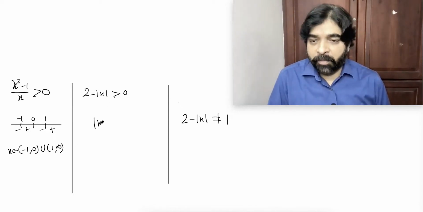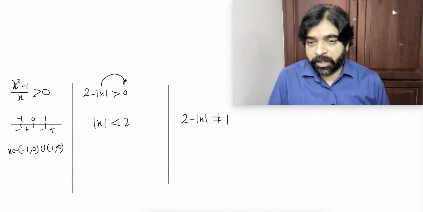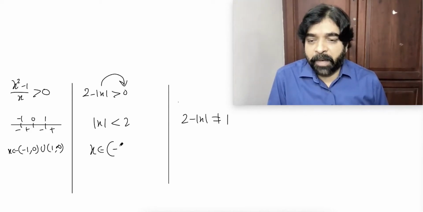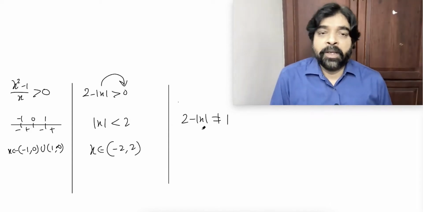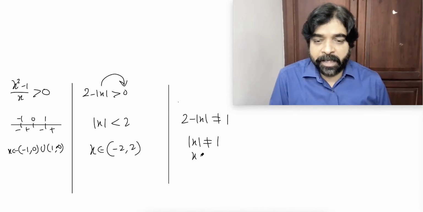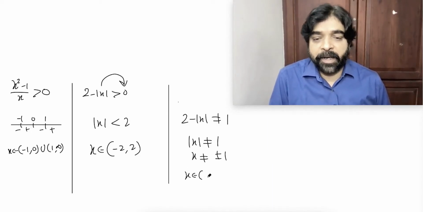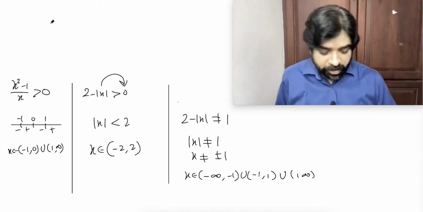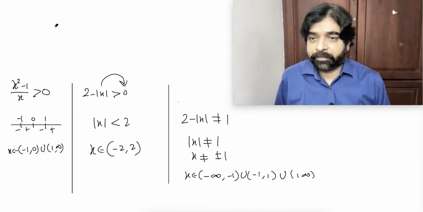For this, solving, mod x less than 2. This mod x will go this side. So mod x less than 2. So x lies between minus 2 to 2. Then mod x not equal to 1. That means x not equal to plus minus 1. That means x element of minus infinity to minus 1 union minus 1 to 1 union 1 to infinity. No need of writing this way, directly you can do. Now it's time to take the intersection.